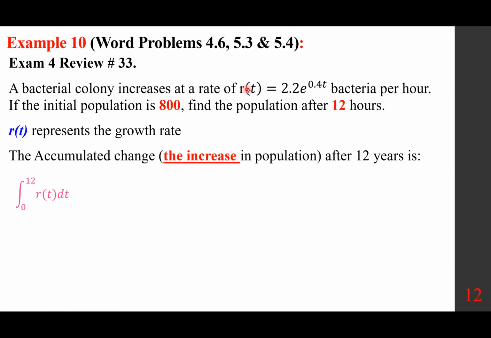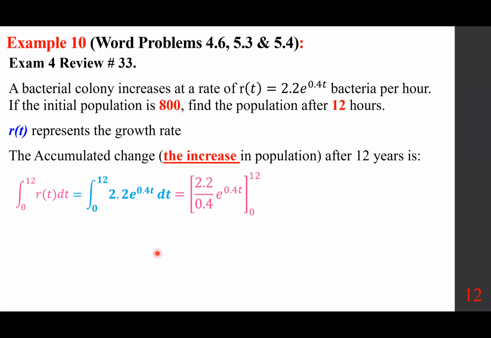And replace the R of T. Let's do the math. As you know, when we want to differentiate exponential, we multiply by 0.4. In this case, we are integrating, we are going to divide by 0.4. So 2.2 divided by 0.4, e to the power of 0.4t from 0 to 12.